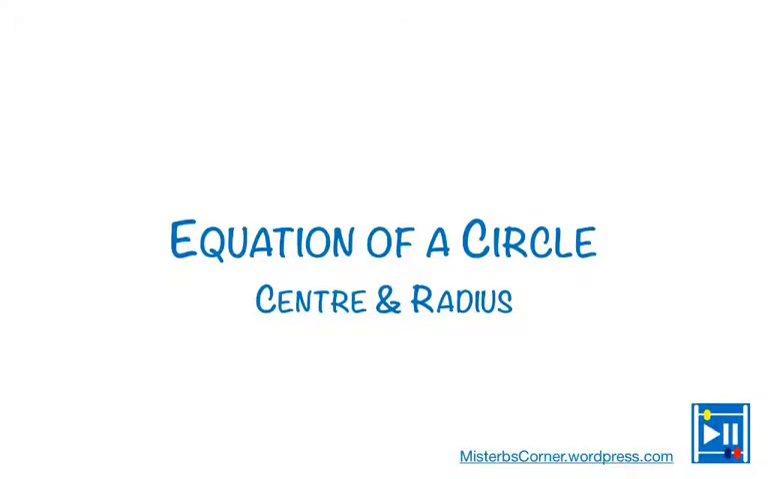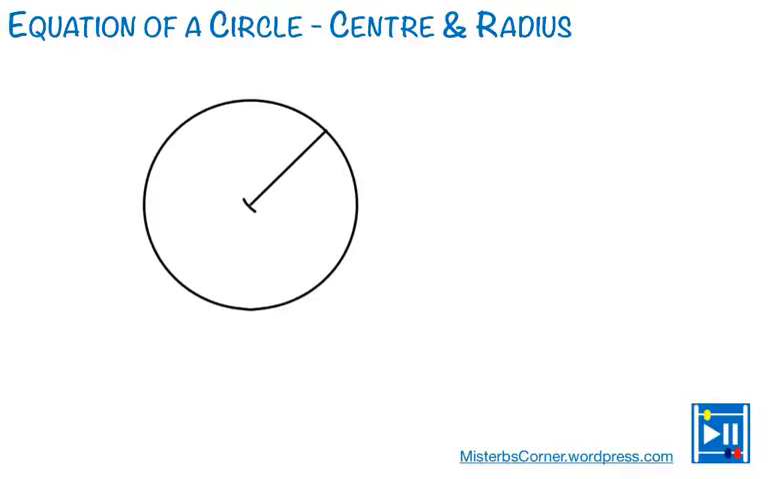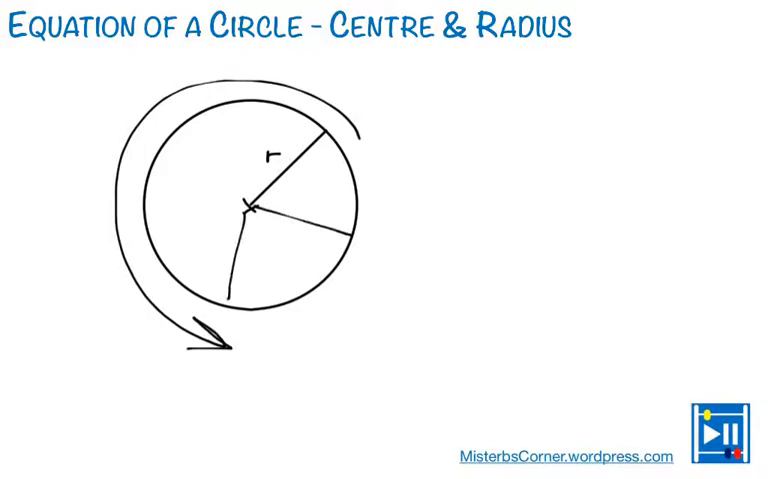Hi, in this video we are going to work on the equation of a circle by using center and radius. As we know, a circle is defined by its center and the radius. So basically we are talking about the set of points which are equidistant, at distance r, from a given point. So this is how we can describe a circle.